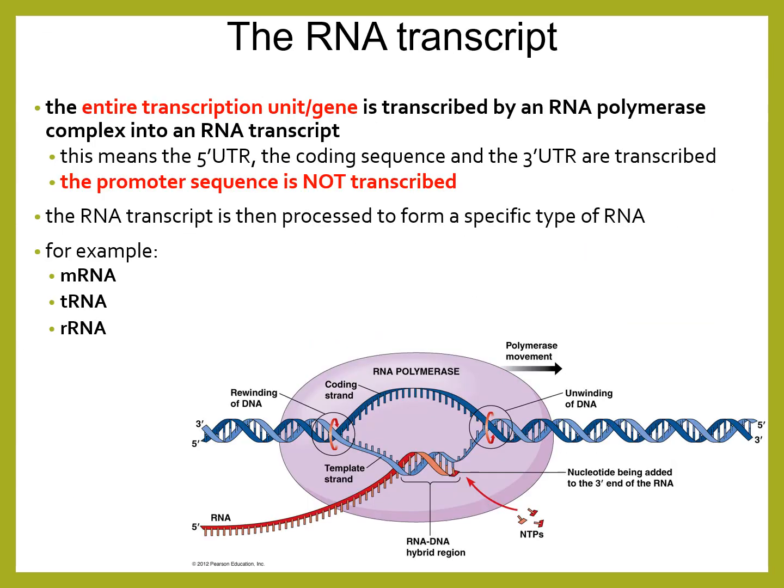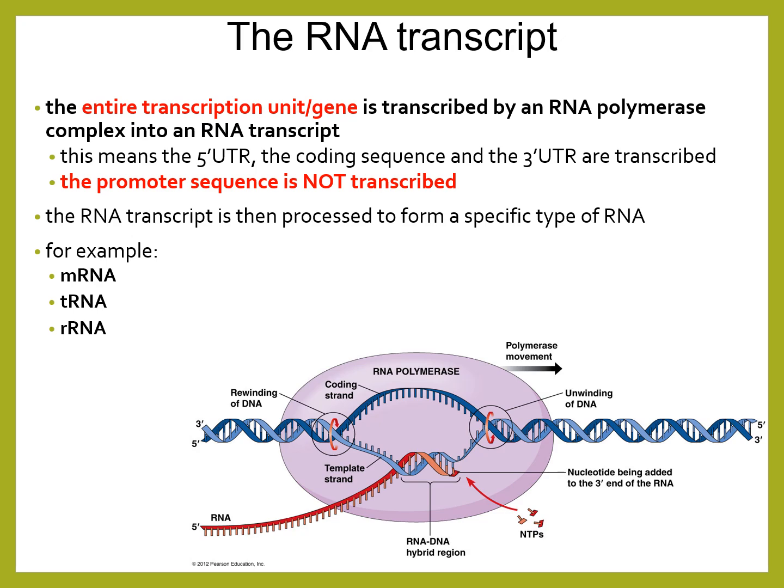During the process of transcription, the entire transcription unit or the entire gene will be transcribed by the RNA polymerase complex to form a piece of RNA called an RNA transcript. Now that means the 5' UTR is transcribed, the entire coding sequence is transcribed, both exons and introns, and the 3' UTR is transcribed. But enhancers are not transcribed and the promoter sequence is not transcribed. Only the 5' UTR, coding sequence, and 3' UTR are transcribed.